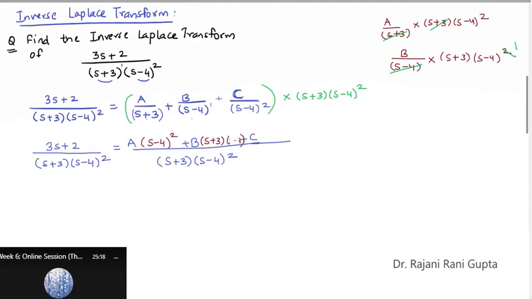Okay, so let me just write it again with some space: (s plus 3)(s minus 4). And then you are looking for a term with C. Following the same thing, C over (s minus 4) power 2 multiplied with (s plus 3)(s minus 4) power 2, these two cancel. So we are left with s plus 3, which goes with C.